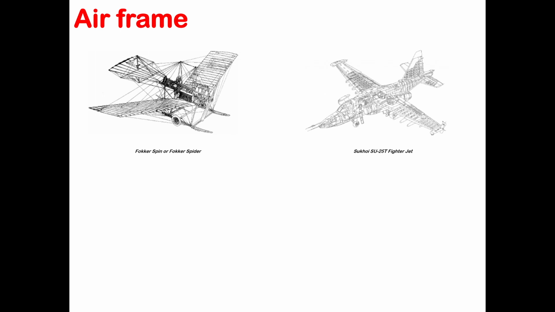In general, in the earlier stage of the aircraft design, all you had was the aircraft frame. There was no protection, there was no furnishing, there was nothing else. Right? But in the modern aircraft, the aircraft frame is essentially a cover for whatever is inside.